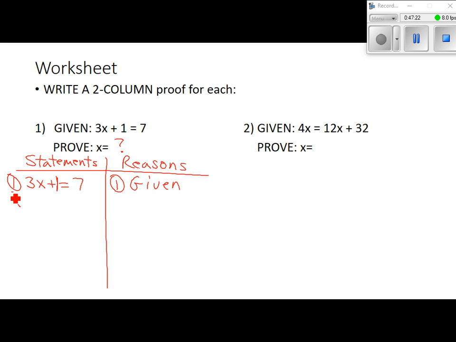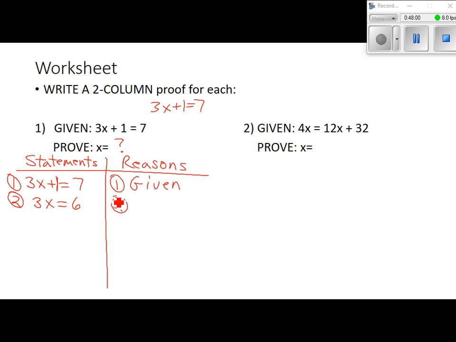Now, when you're doing these 2-column proofs for algebra stuff, we don't want to do the work in here. So you may need to come out here and do the work off to the side so that you can do what you need to do. What's the first thing we need to do here? Subtract 1 from each side. When I subtract 1 from both sides, what's that leave me with? 3x equals 6. Everybody agree with that?